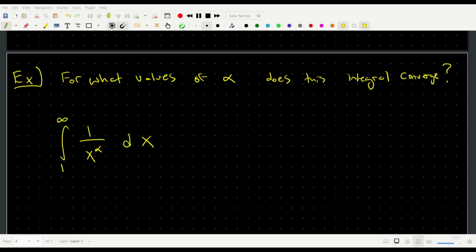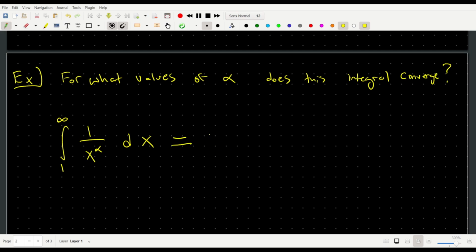For this first example, we want to look at the integral from 1 to infinity of the function 1 over x to the alpha. And we want to ask ourselves, for what values of alpha does this integral converge? For instance, will it converge if alpha is 1? Will it converge if alpha is 2/3? If alpha is 5/4? We want to generally figure out for what values of alpha this will converge. We're doing this because we're going to use these results when we apply the comparison theorems. This is the motivation.